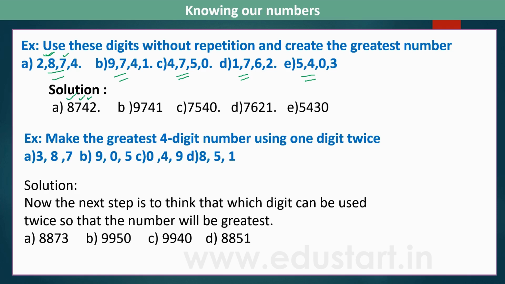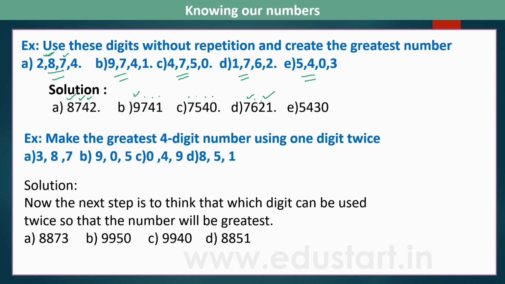In 9741, 9 is the biggest, so that is placed at the thousands place. Then 7, then 4, then 1. In 4750, 7 is the biggest, so 7, then 5, then 4 and then 0. In 1762, 7 is in the thousands place because that is the biggest. 6 is next, 2 is next and 1 is at the units place.